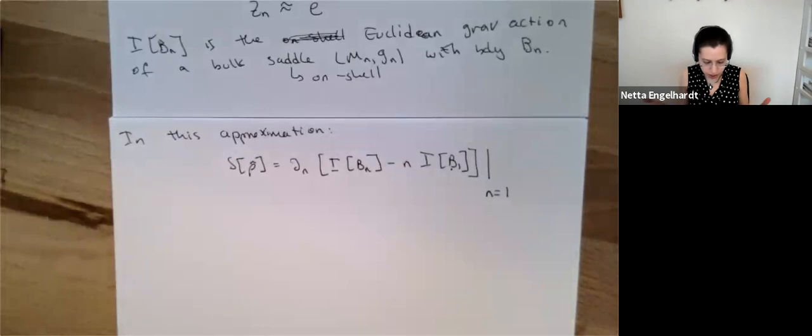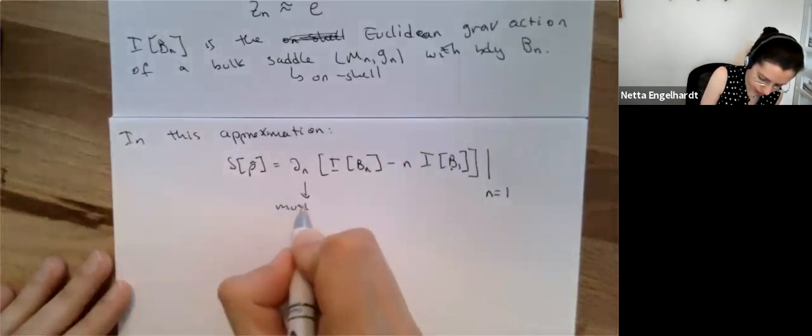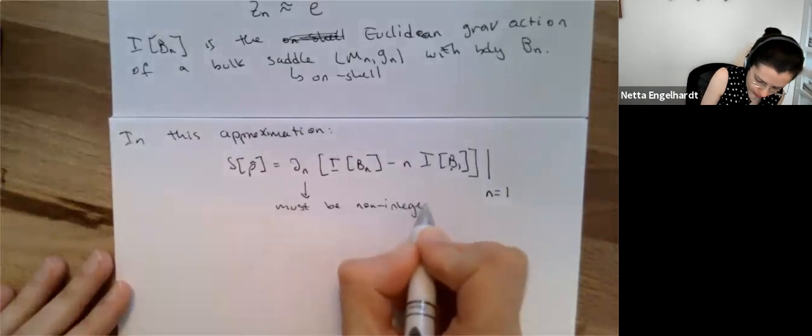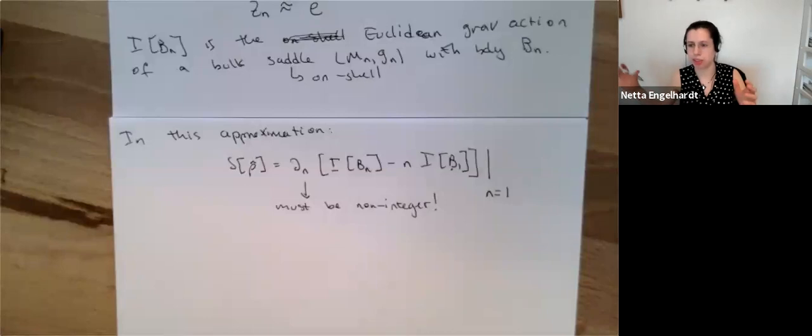And the obvious thing that is concerning at this point is that n must be non-integer for us to take a derivative here. But so far, of course, we've had this discrete integer number of copies. So clearly, we are going to have to think about n as a non-integer somehow.